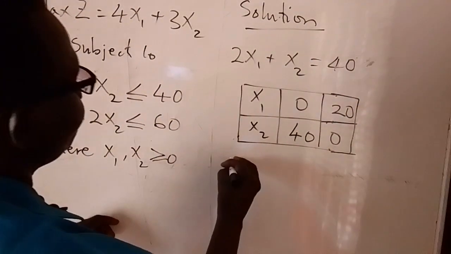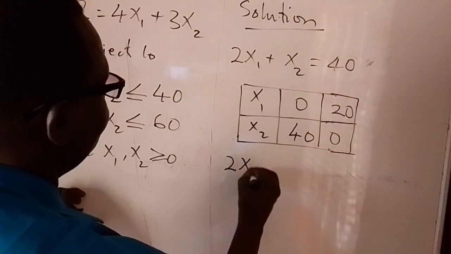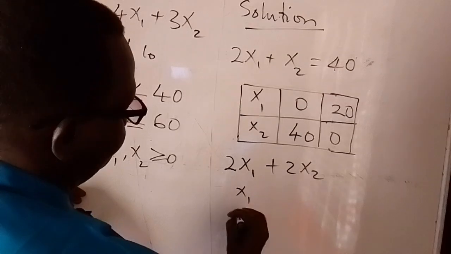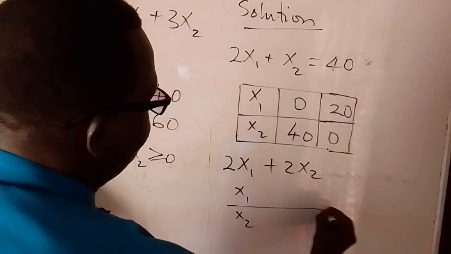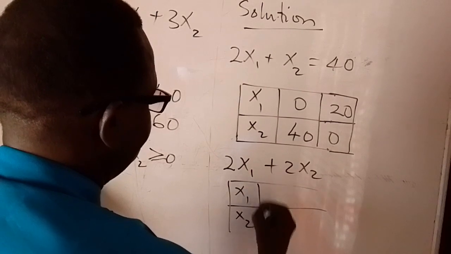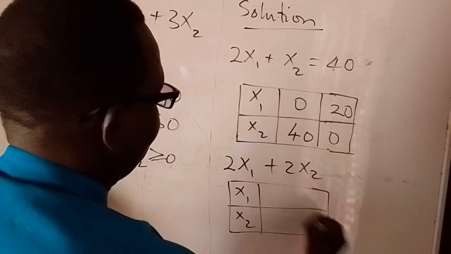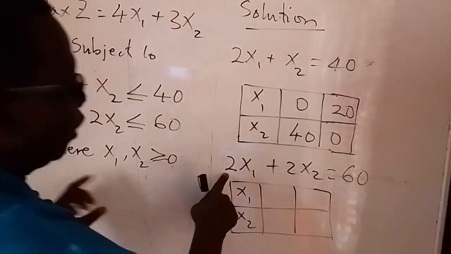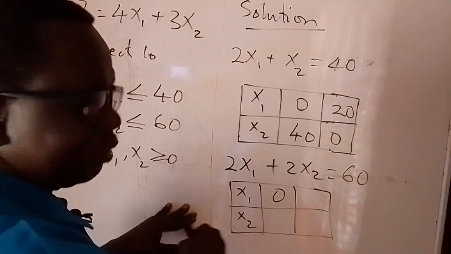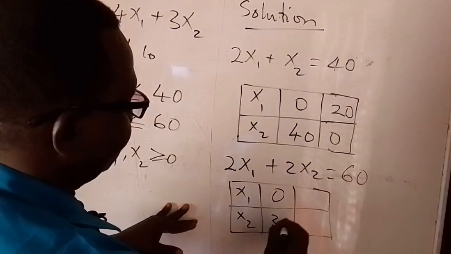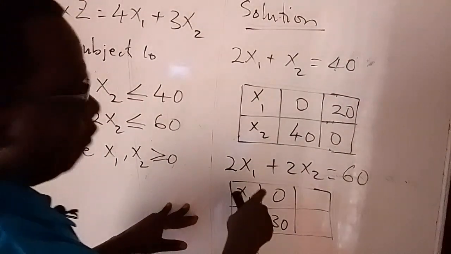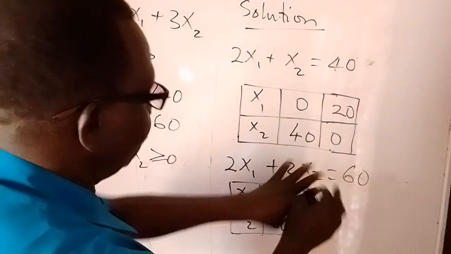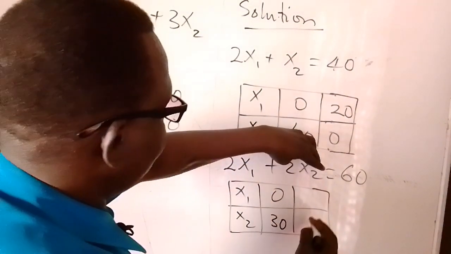For equation 2, we have 2x1 plus 2x2, and we make the same arrangement. Now, this is equal to 60. If x1 is equal to 0, x2 will become 30. If x2 is equal to 0, x1 will become 30 also.